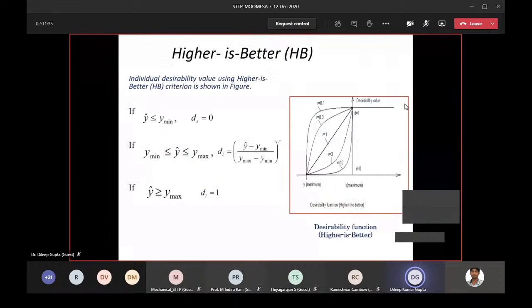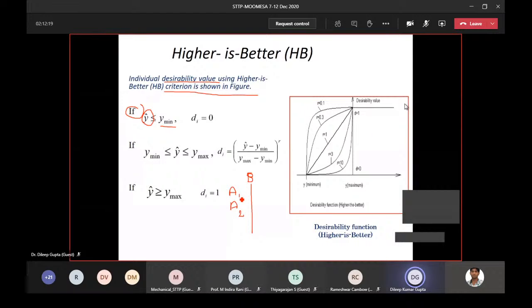For the higher is better condition, you have to calculate the individual desirability value. That individual desirability value can be calculated with the given criteria. For example, now you can see if the value y is the actual value of the decision matrix, right? Value y is less than the y minimum, right? So on the given matrix or that particular column of criteria, suppose you are taking C or suppose B, these are the attributes or criteria, right? And this side is the alternatives A1, A2, A3, whatever you are taking, right?